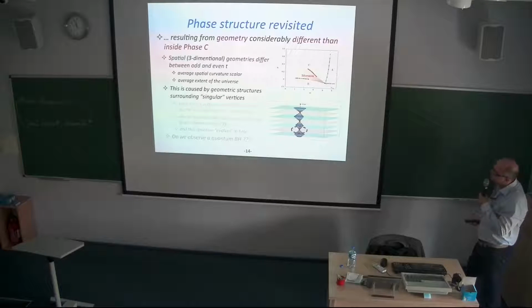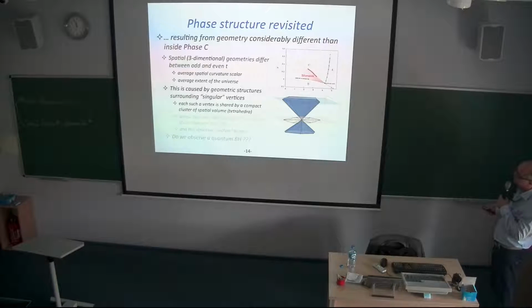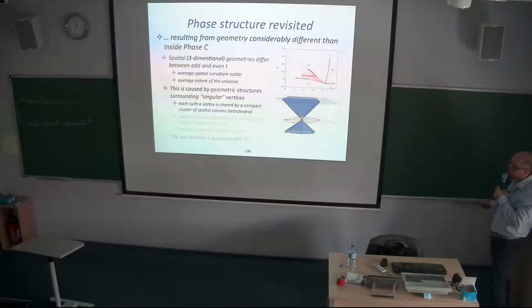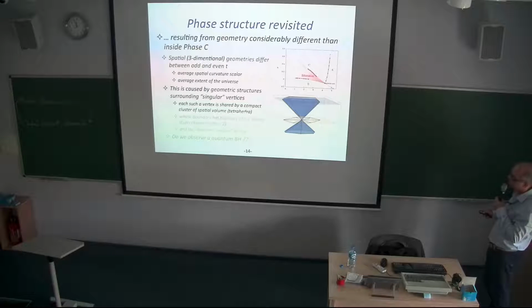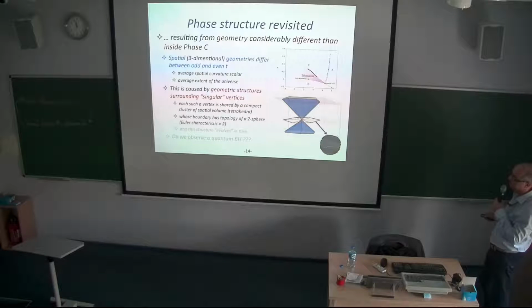So let us now look at the vicinity of these very singular vertices. If we are in the spatial slice and we look at this vicinity, what is observed is that each such vertex is shared by a huge number of spatial tetrahedra. So a really macroscopic volume is sitting around within a short geodesic distance, and it forms a kind of cluster. What's more, the boundary, in this picture one dimension is left out, so the boundary is two-dimensional in the picture, has the topology of a sphere. Geometrically it doesn't have to be a sphere, but topologically it's a sphere.